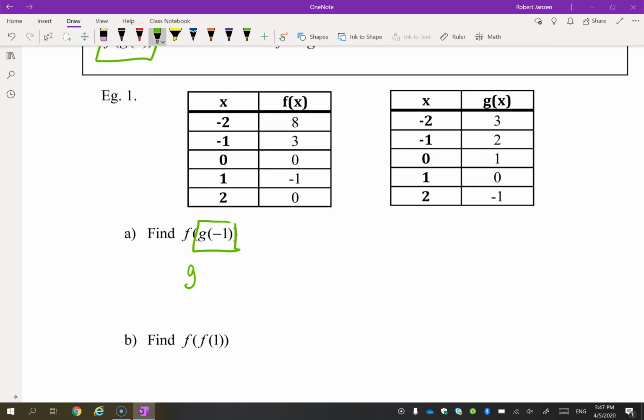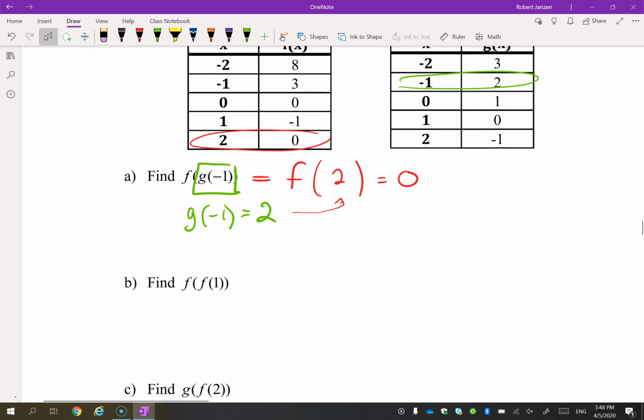If we were to say, what is g of negative 1? Well, you look over at the g function, and when x is negative 1, we get that it equals 2. So now we're going to take that value and replace it in the original function. Okay, so we're going to say now f, and instead of g of x, we're going to put this 2 in here. And we're going to say, let's take f of 2. All right? And that, if we look right here, f of 2 equals 0.